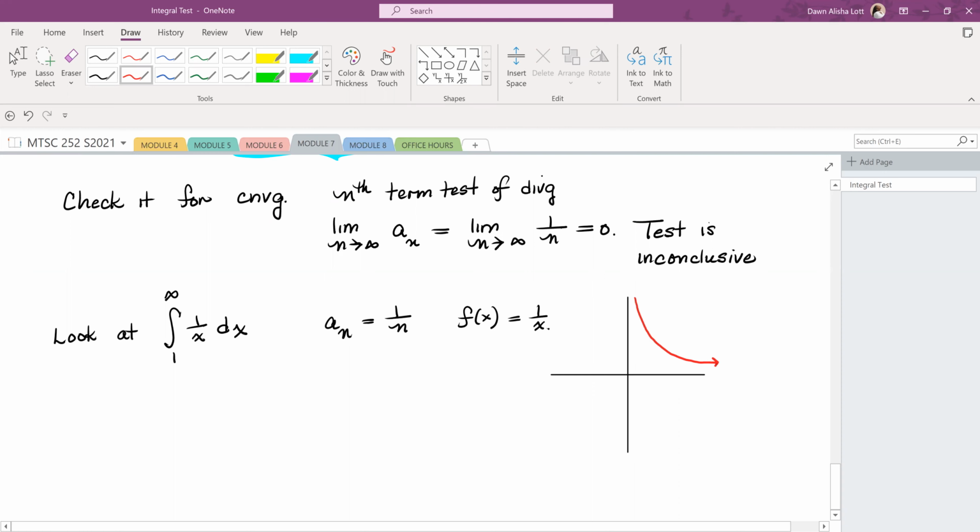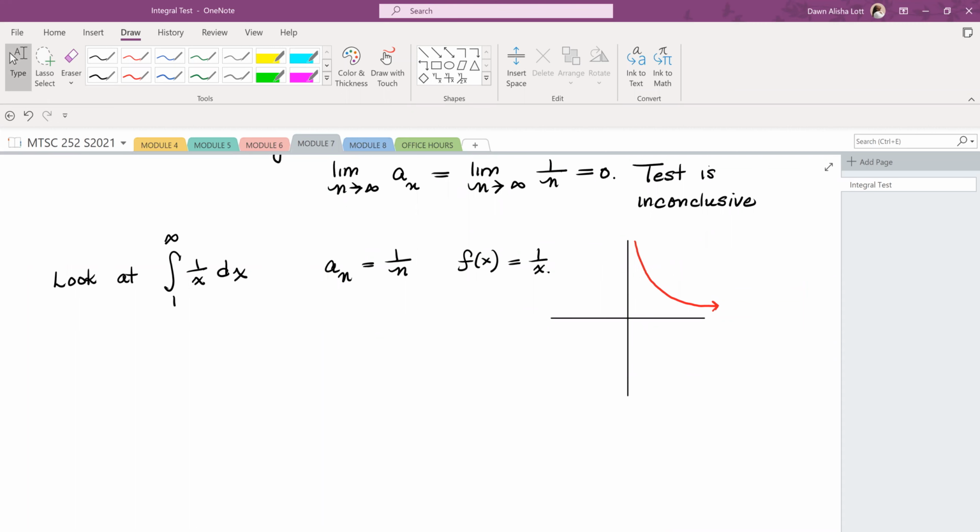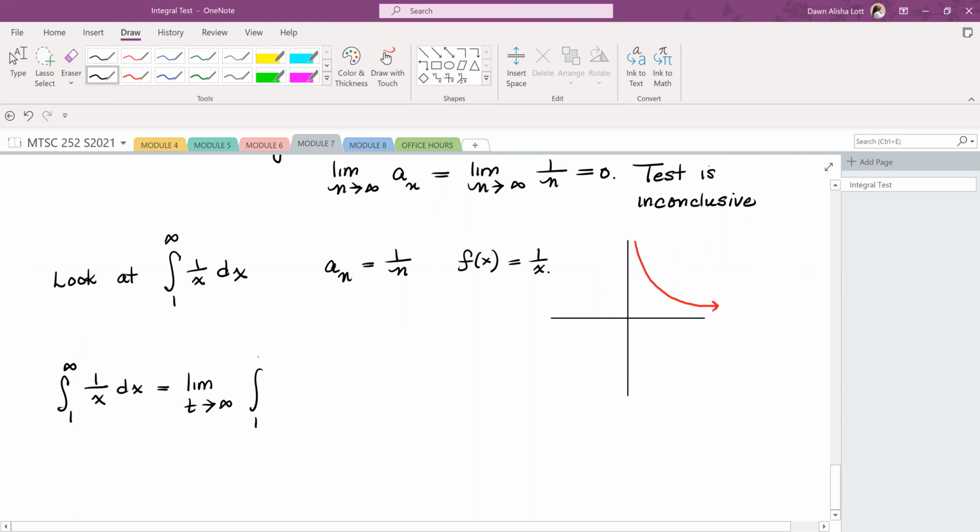We're only worried about positive n's, going from 1 to infinity. It's a decreasing function. You can take the derivative and get minus 1 over x squared. That's definitely negative, so this is a decreasing function. I can use the integral test. So the integral from 1 to infinity of 1 over x dx is the limit as t approaches infinity of the integral from 1 to t of 1 over x dx.